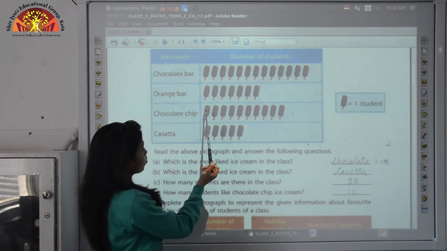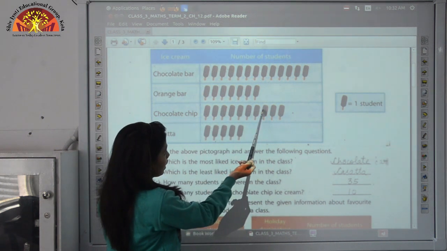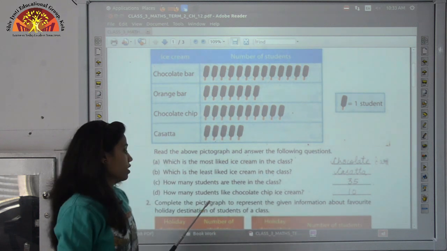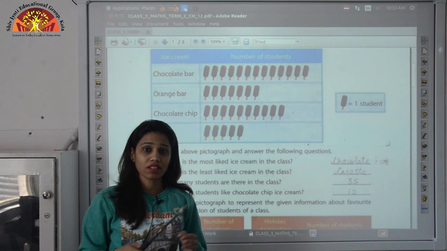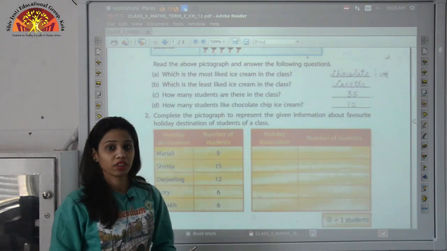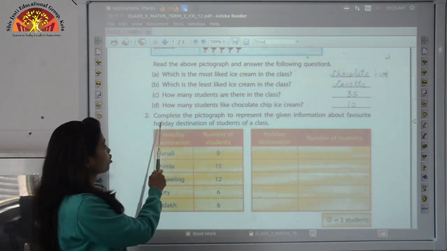Now coming to the D part, how many students like chocolate chip ice cream? So here we will count 1, 2, 3, 4, 5, 6, 7, 8, 9, 10. That means 10 students like chocolate chip ice cream. So this is how you have to answer the questions based on the information available in the pictograph. Okay students, now moving on to the next question, that is question number 2.